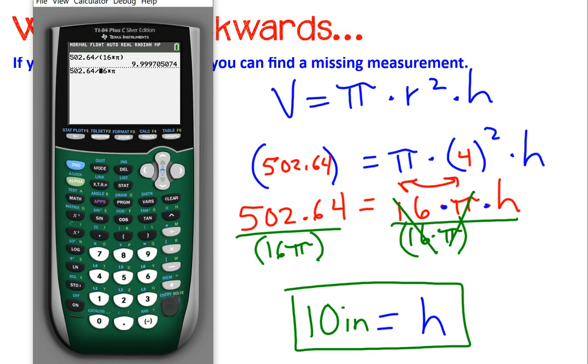Look at my answer when I don't write the parentheses. You see how different it is? There's a huge difference between an answer of 10 and an answer of 98.7. So it's important that you use these parentheses to represent that you are dividing by both, not dividing just by 16 and then timesing that whole answer by pi. So please be careful when you're using your calculator.